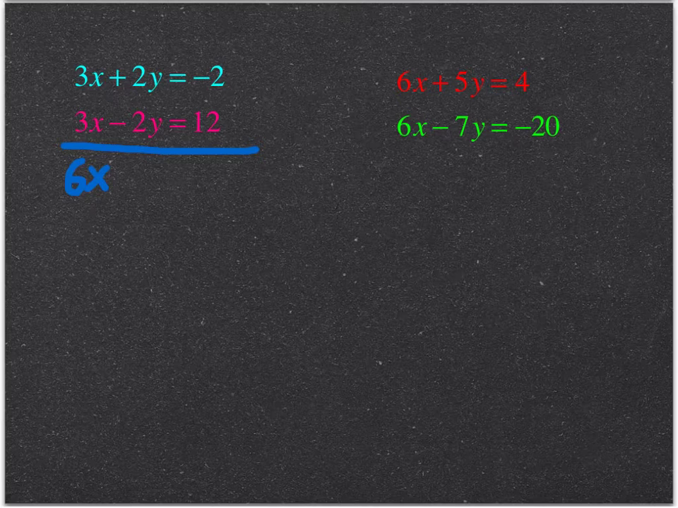2y minus 2y, or plus negative 2y, there's my 0 there again. And negative 2 plus 12 is 10. Ooh, this is not working out so nicely. I wonder if I copied this down right, this looks a little suspicious. I need to divide by 6, so x is going to be 10 over 6.